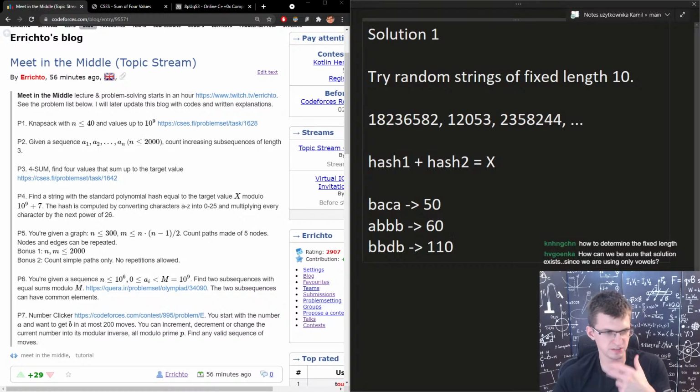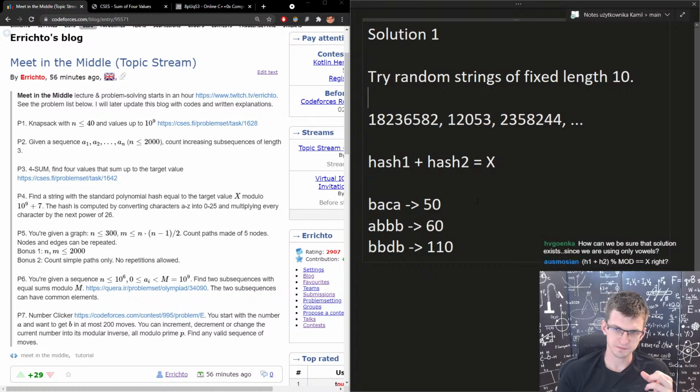How to determine the string's length? Choose 10. This length should be small enough that it's fast, but big enough that you actually can get various random strings of this length. Like if you say just only get strings of length 3, you will not get enough strings. But here it will be better.